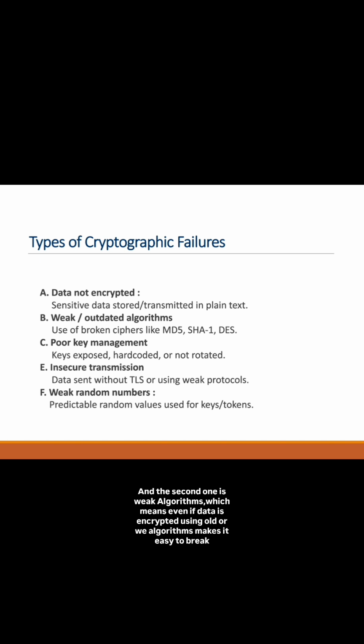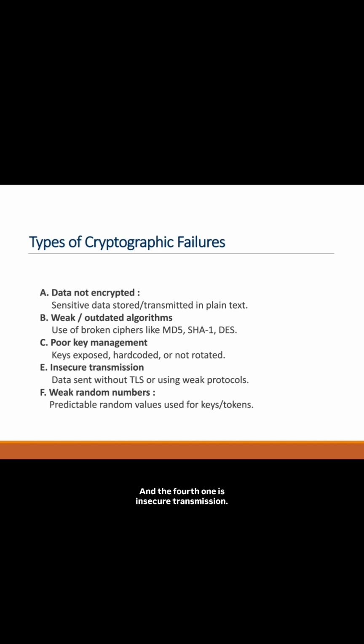And the second one is weak algorithms, which means even if data is encrypted, using old or weak algorithms makes it easy to break, like using MD5, SHA1, which are easy to break. So the third one, poor key management, which means encryption is only as strong as how you handle the keys, like hard coding keys, reusing the same keys for years, which leads to cryptographic failures.